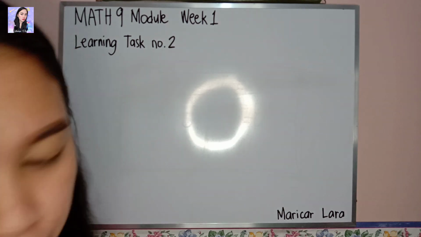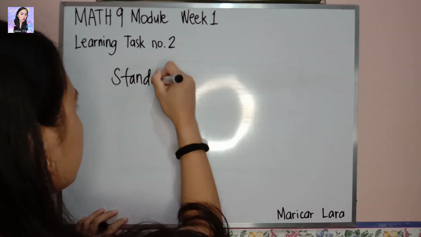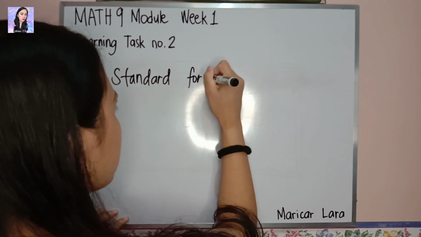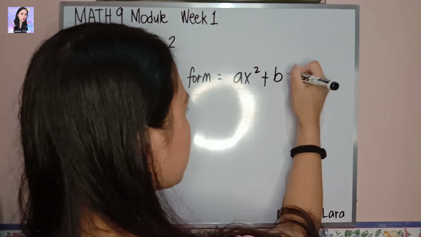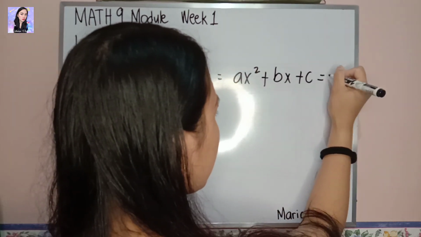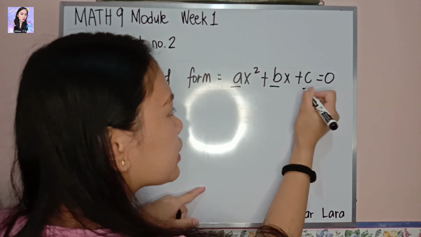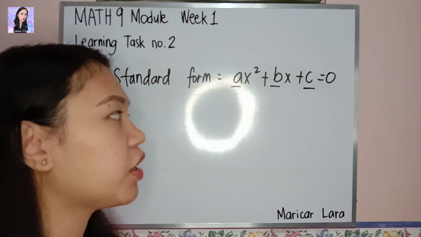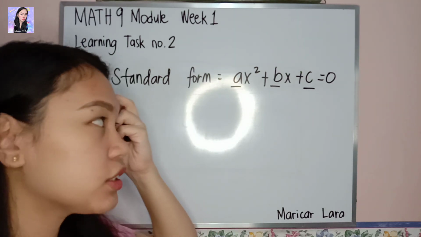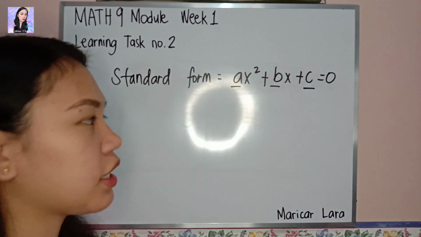The standard form of a quadratic equation is ax squared plus bx plus c equals 0. So, these a, b, and c are coefficients. They are numbers, okay, they have values. So, that is the standard form of a quadratic equation.